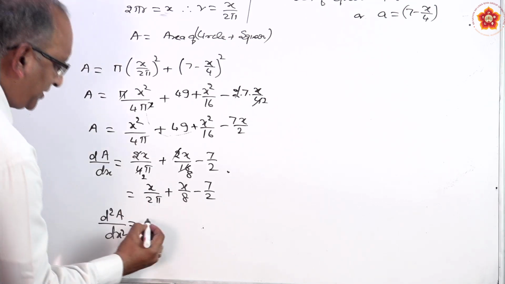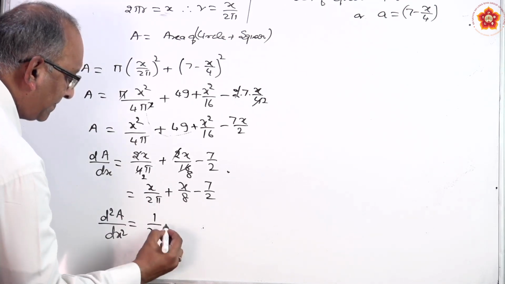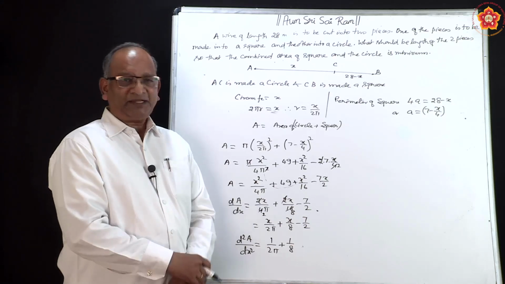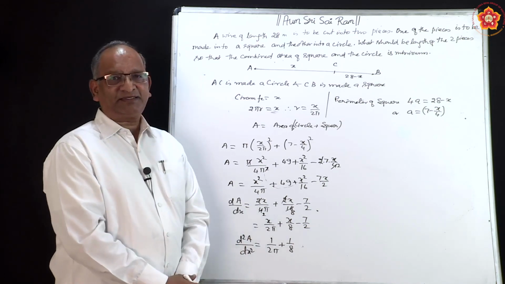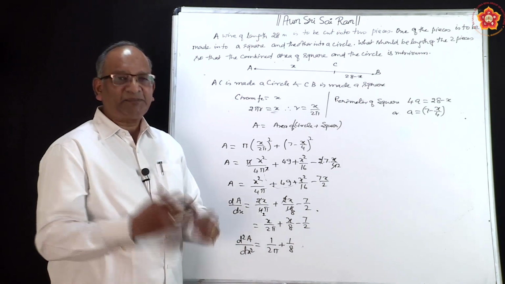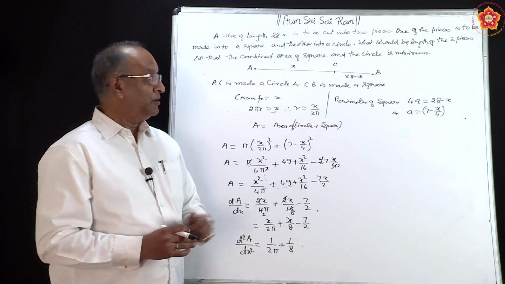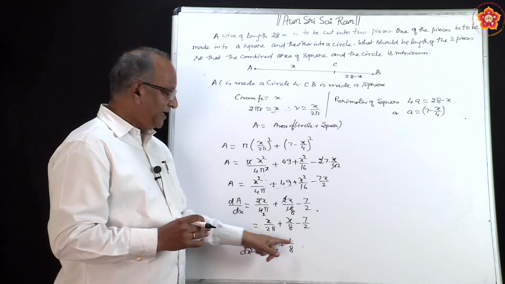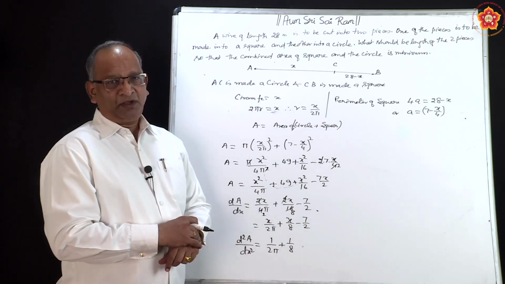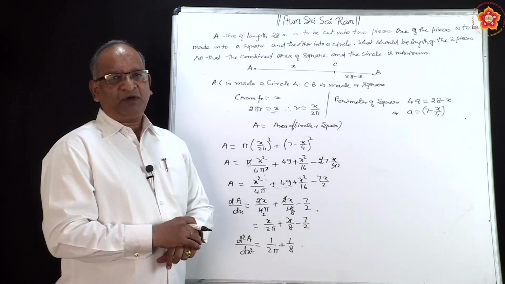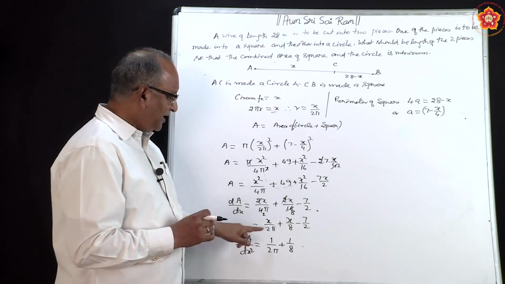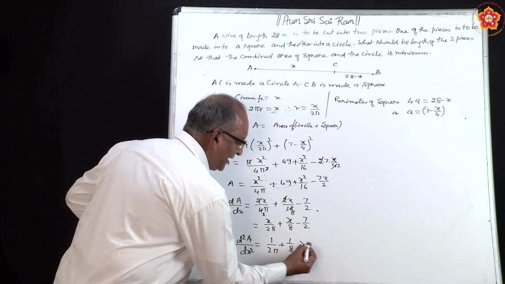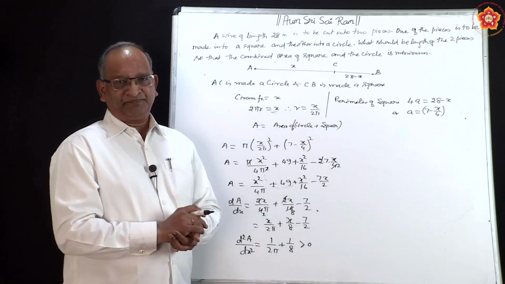Second derivative. So it is 1 by 2 pi plus 1 by 8. Actually here itself we can say that since the second derivative we have got is positive, the area is going to be minimum because there is no variable which can change its value. 1 by 8 may be 0.125, but it is positive. Similarly 1 by 2 pi is also going to be positive.